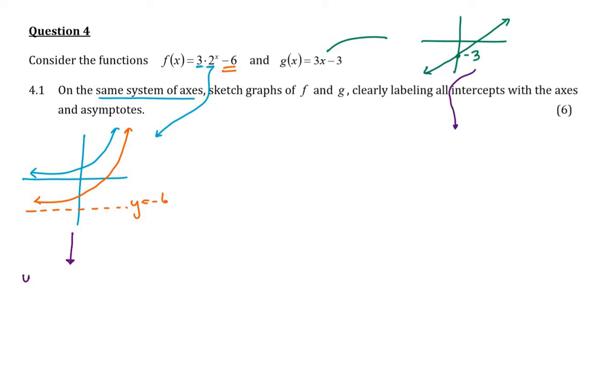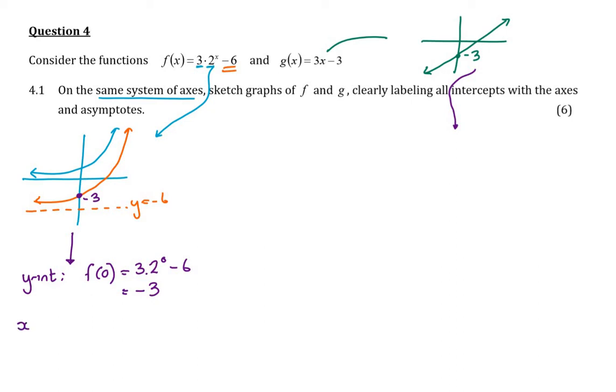So let's find my y-intercept first, because x equals 0 is so easy to do. So f of 0 is equal to 3 times 2 to the 0 minus 6. So it's 3 times 1, which is 3. 3 minus 6 is minus 3.